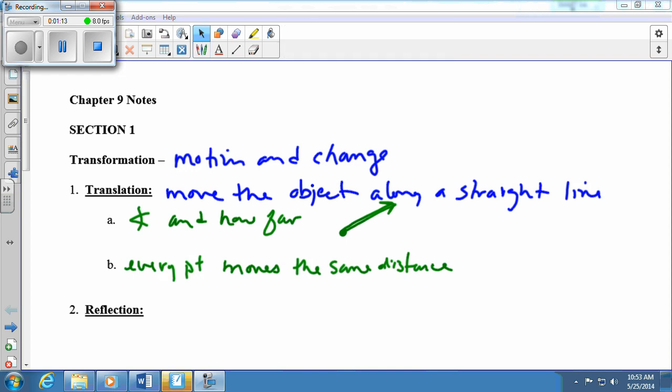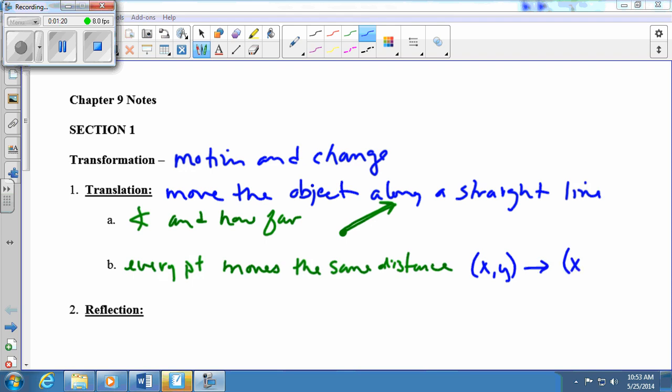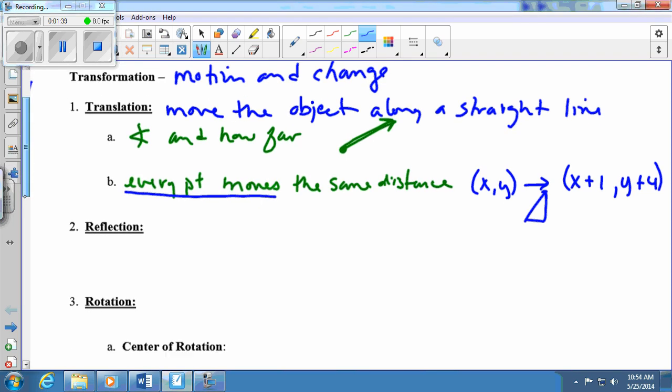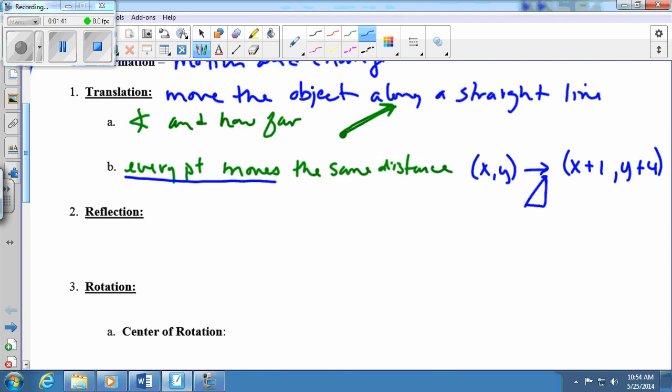So in other words, my point at (x, y) is going to be moved, and so x is going to be added 2. I might have added 1, and y would have been added 4. So that would have been 1 in the x direction, 4 in the y, and that would have been the direction of my vector move. So the key is every point moves in the same direction. So therefore the distances are going to be the same, the same distances between points.